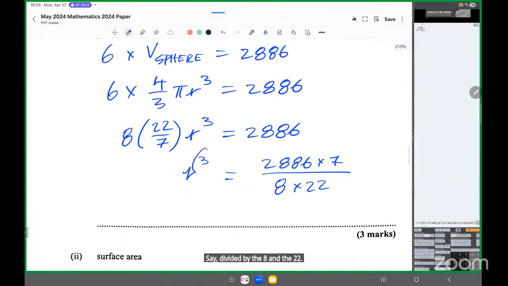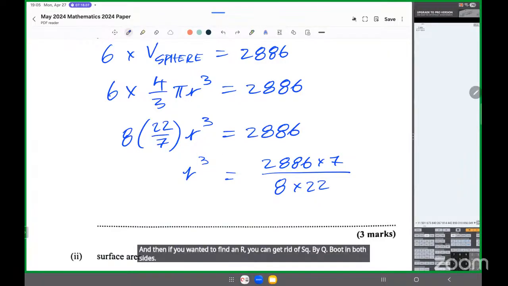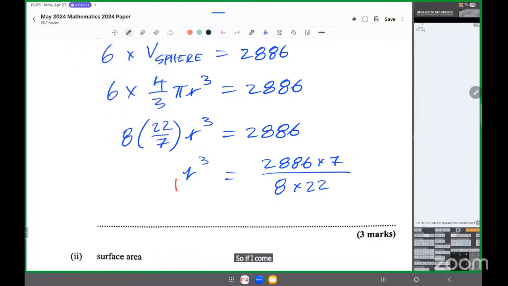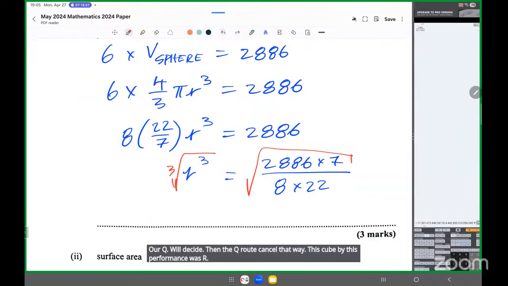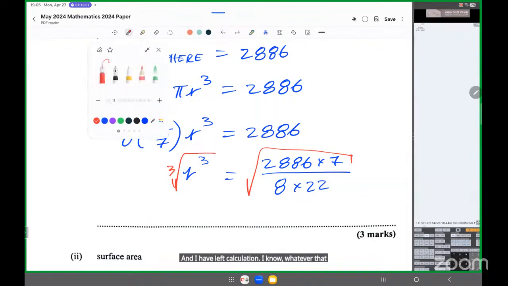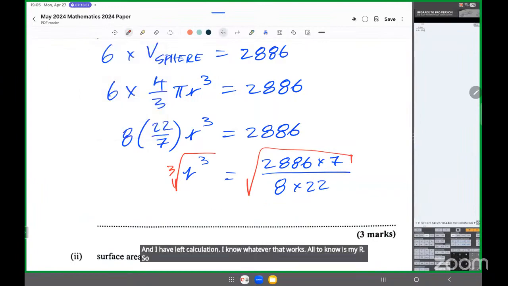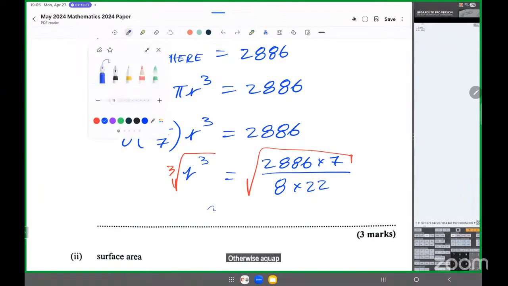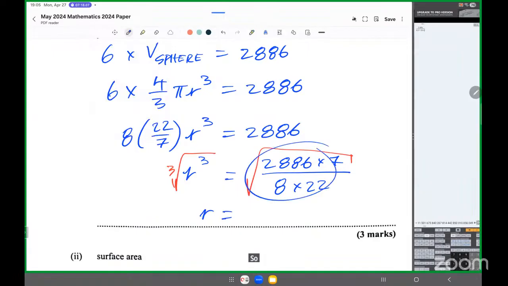And then if you want to find the r, you can get rid of this cube by taking the cube root of both sides. If I cube root this side and cube root this side, then the cube root cancels away the cube, and this becomes just an r. I'm left with this calculation, and whatever that works out to is my r. So I can put that in the calculator.